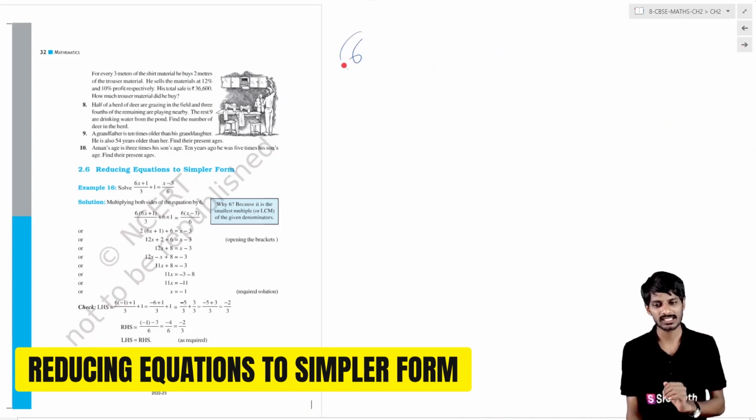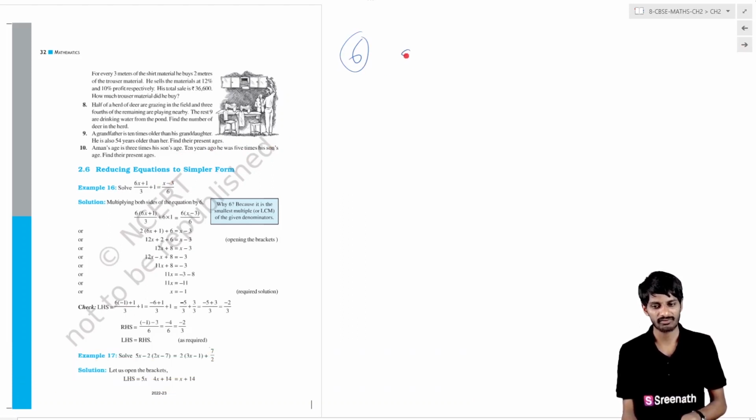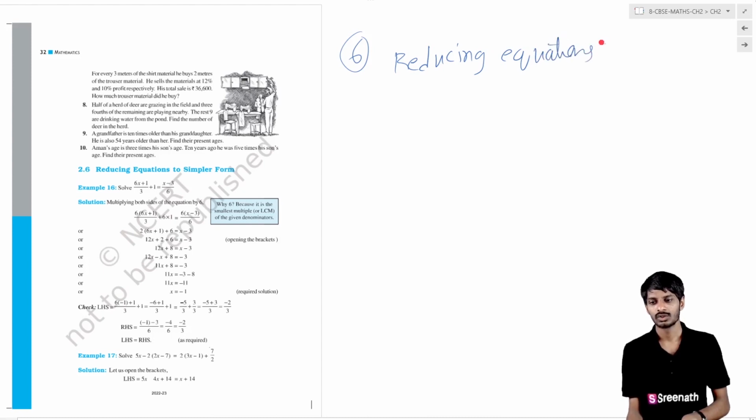Now we are entering into the sixth topic. The sixth topic is reducing equations to simpler form. We have to reduce equations to simpler form. Reducing equations to simpler form. What is it? Simpler form.